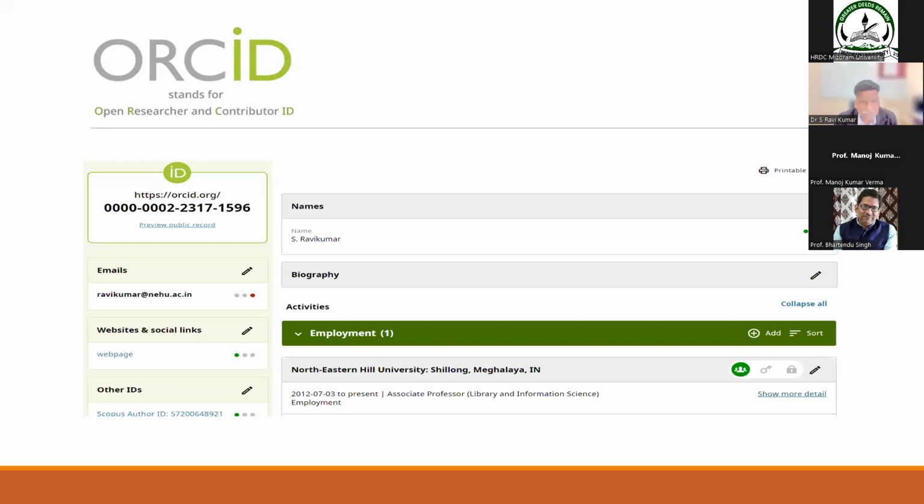If I search in Google Scholar or in Scopus or Web of Science, you will get N number of Ravi Kumars. How will the system know that this Ravi Kumar and that Ravi Kumar are different? So this ORCID ID gives you a unique identification, so that if I put this ID, all my papers will come. The ORCID ID is quite new. It is hardly 5-10 years old.